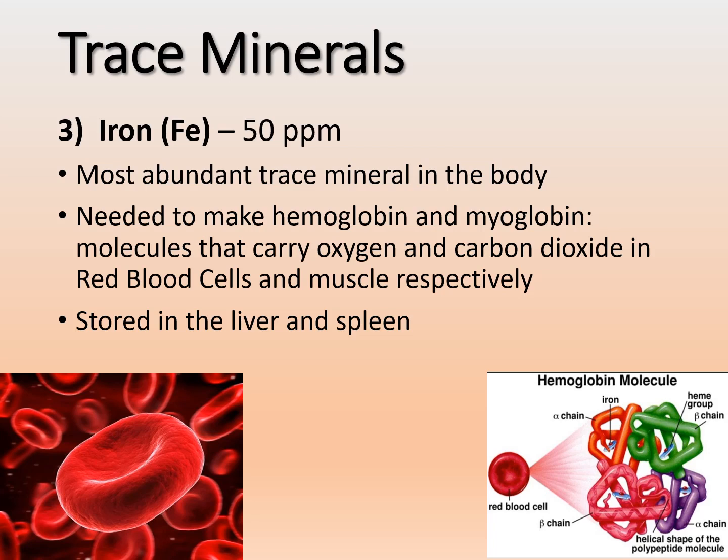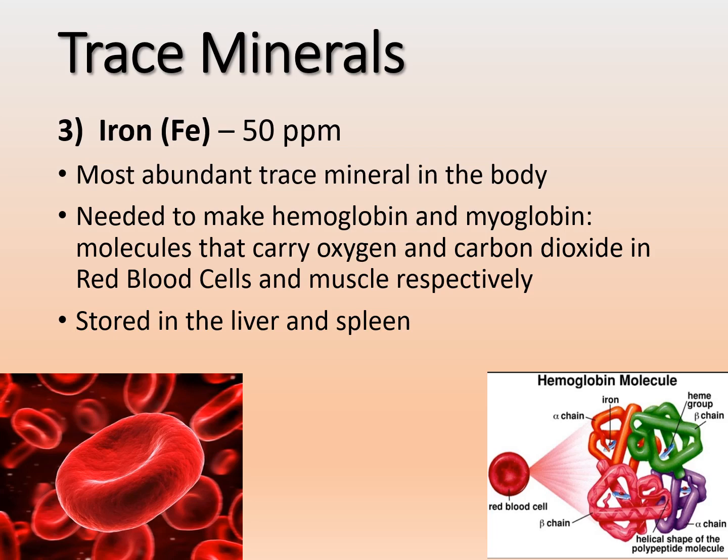So now let's talk about iron, which is our most abundant trace mineral found in the body. And it's needed to make hemoglobin and myoglobin. So if you think back to your biology, anatomy, hemoglobin and myoglobin are the molecules in our red blood cells and our muscles, respectively, that bind and carry oxygen and carbon dioxide through our blood and in our muscles.